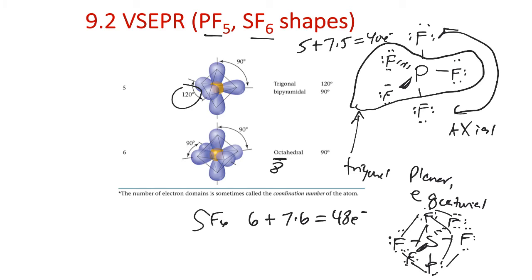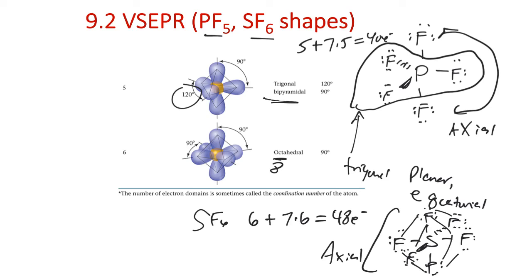So all the bond angles are 90 degrees. All the fluorines are actually exactly the same. So we don't have this equatorial versus axial problem with the fluorine-sulfur-fluorine bonds. They're all axial. So all of these bonds here are axial.